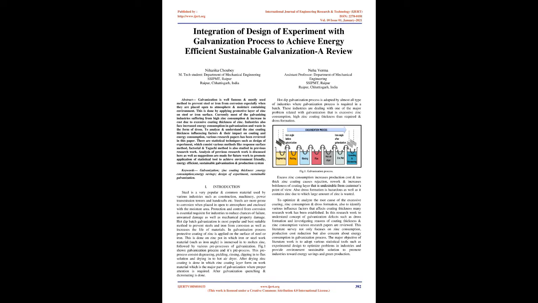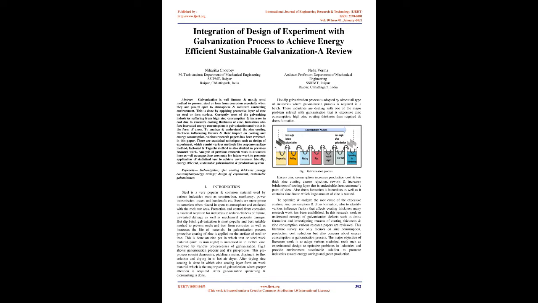There are statistical techniques such as design of experiment, which consist of various methods like response surface method, factorial and Taguchi method, also studied in previous research work. Analysis of previous research work is discussed here, as well as suggestions for future work to promote application of statistical tools to achieve environment-friendly, energy-efficient, sustainable galvanization and production systems. Keywords: galvanization, zinc coating thickness, energy consumption, energy savings, design of experiment, sustainable galvanization.